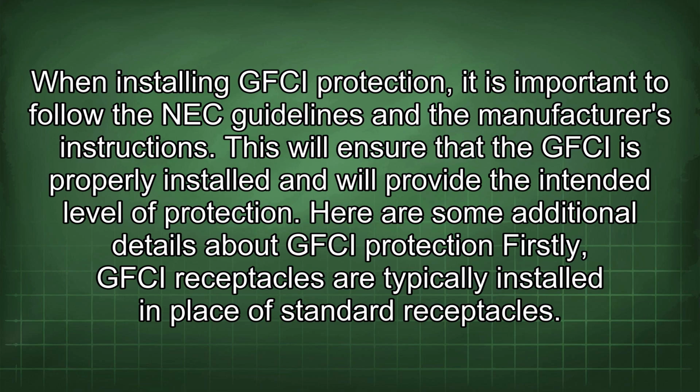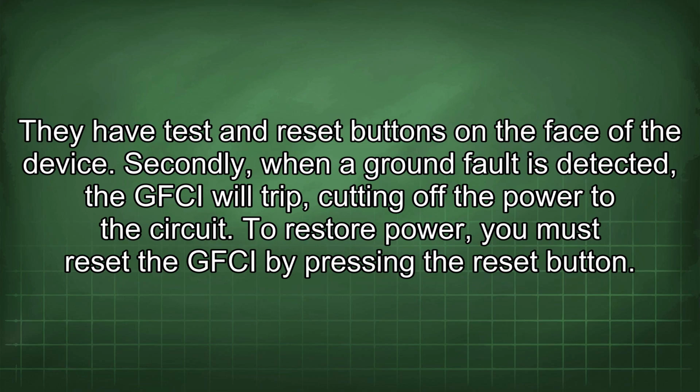Here are some additional details about GFCI protection. Firstly, GFCI receptacles are typically installed in place of standard receptacles. They have test and reset buttons on the face of the device. Secondly, when a ground fault is detected, the GFCI will trip, cutting off the power to the circuit. To restore power, you must reset the GFCI by pressing the reset button.